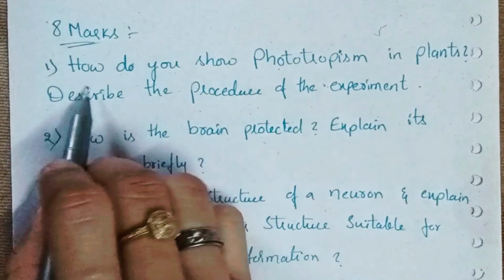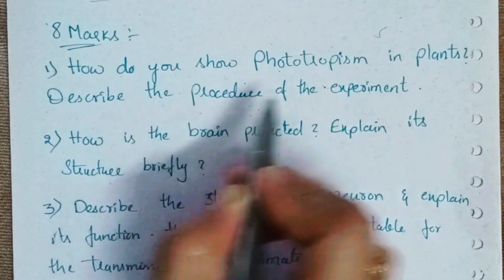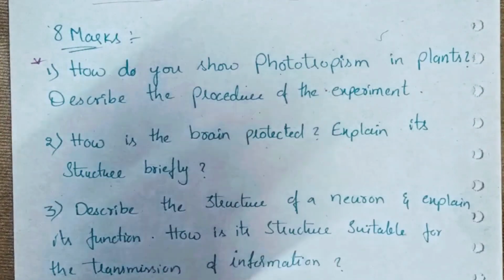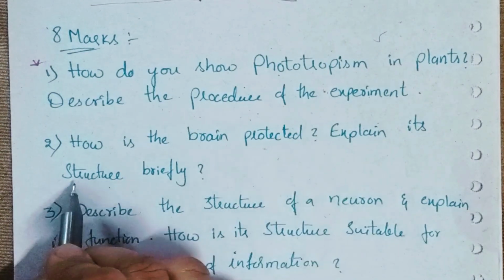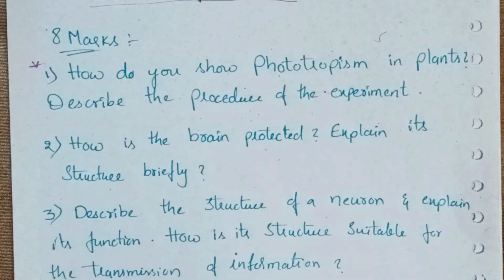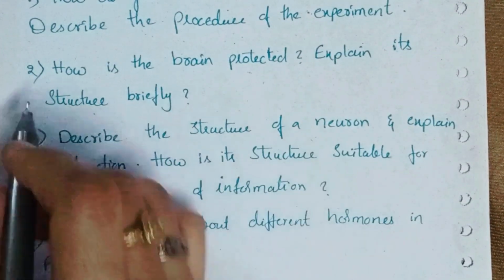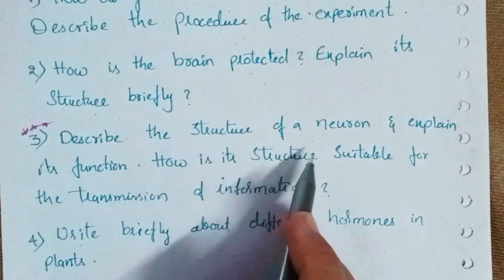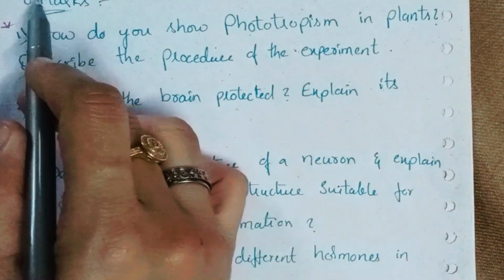First one, how do you show phototropism in plants? Describe the procedure of the experiment. Okay, this is important. Next, second question. How is the brain protected? Explain its structure briefly. Next, third question is, describe the structure of a neuron. This is a very most important question, guys. Actually these four questions are important for 8 marks.